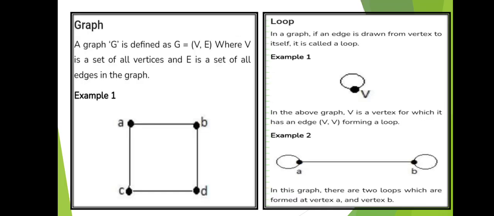Now what is a graph? A graph G is defined as G equals (V, E), which we were actually studying in the starting slides, where V is the set of all vertices and E is the set of all the edges in the graph. Here is an example of a graph with a, b, c, d. Now what is a loop? In a graph, if an edge is drawn from a vertex to itself, it is called a loop. In the above graph, V is the vertex for which there is an edge (V, V) forming a loop. Here is a second example: in this graph there are two loops, formed at the vertex A and the vertex B.